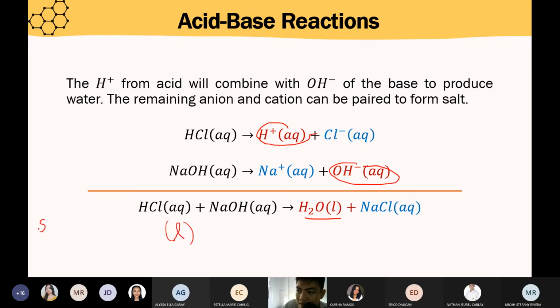Kanina, kapag precipitate, letter S. Ngayon, sa acid base naman, kapag water, you write letter L. Ibig sabihin, liquid. Okay? This is water. So again, ito yung mga subtle info that is important. So kapag letter S kanina, that's precipitate. Kapag water yung na-form, you write L, liquid.